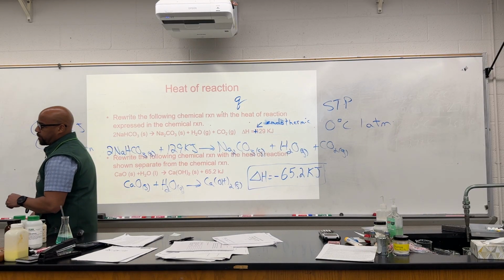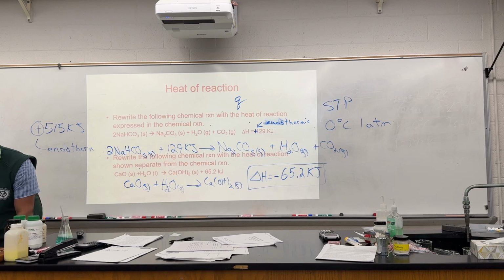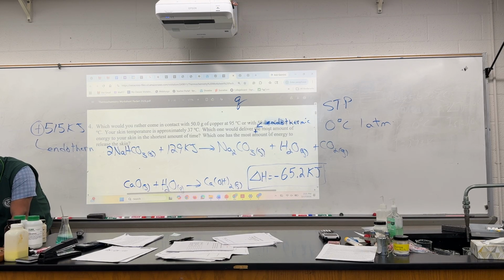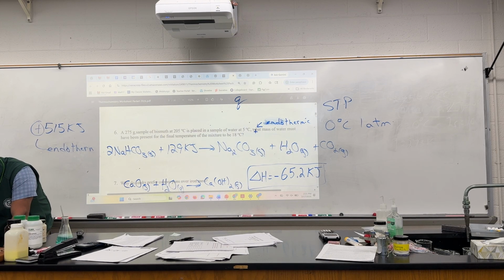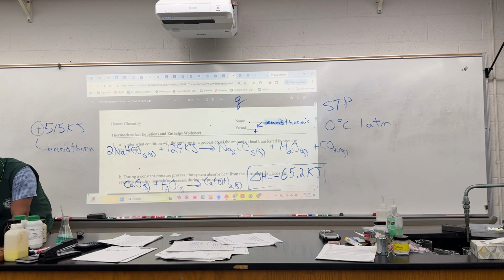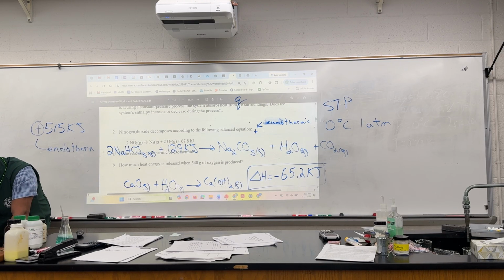All right, what we're going to do now is we are going to go to our worksheet package and take a look at what you're going to be working on. So in the worksheet packet, you are going to go to the page right here. And you're going to see it says thermochemical equation and enthalpy worksheet. And you'll notice that it's going to ask you a couple questions like, under what conditions will the enthalpy of a process equal the amount of heat transferred in and out of a system? So when is it the two can be equal to each other? You'll have some other problems here.